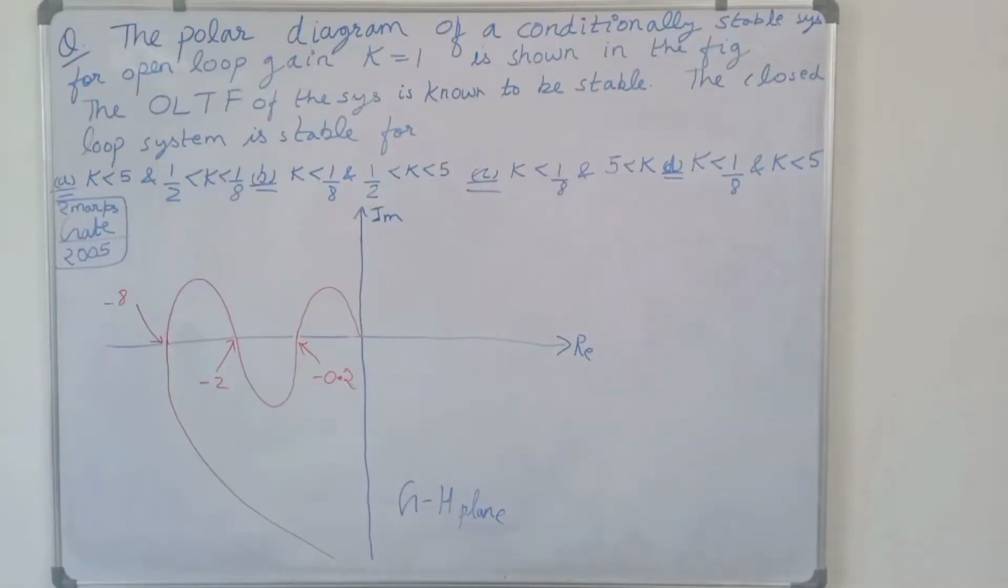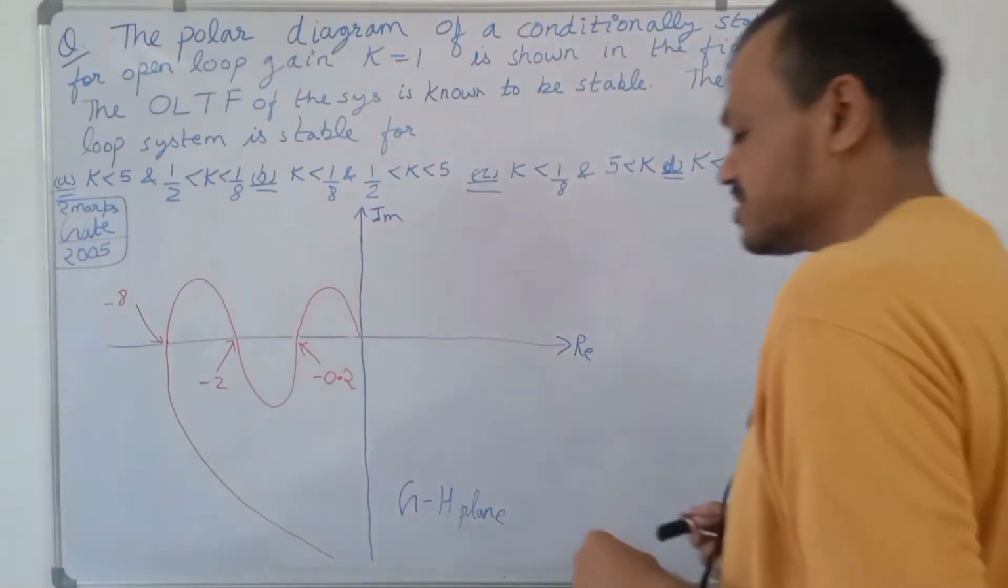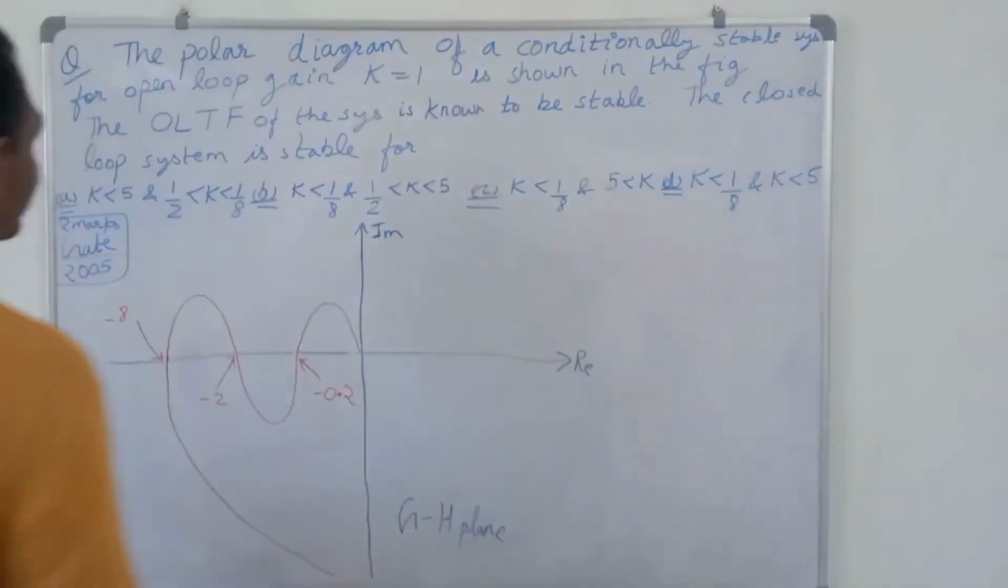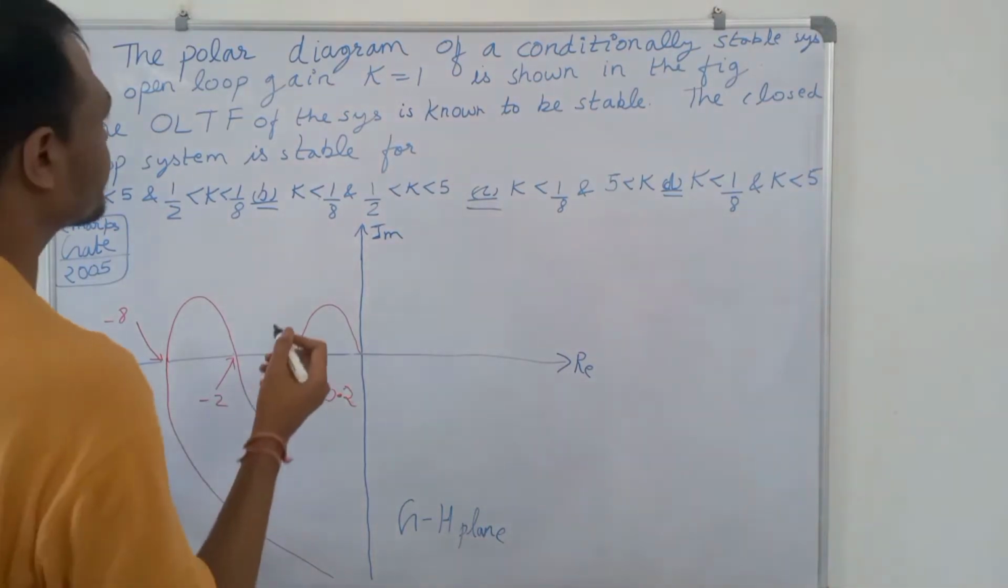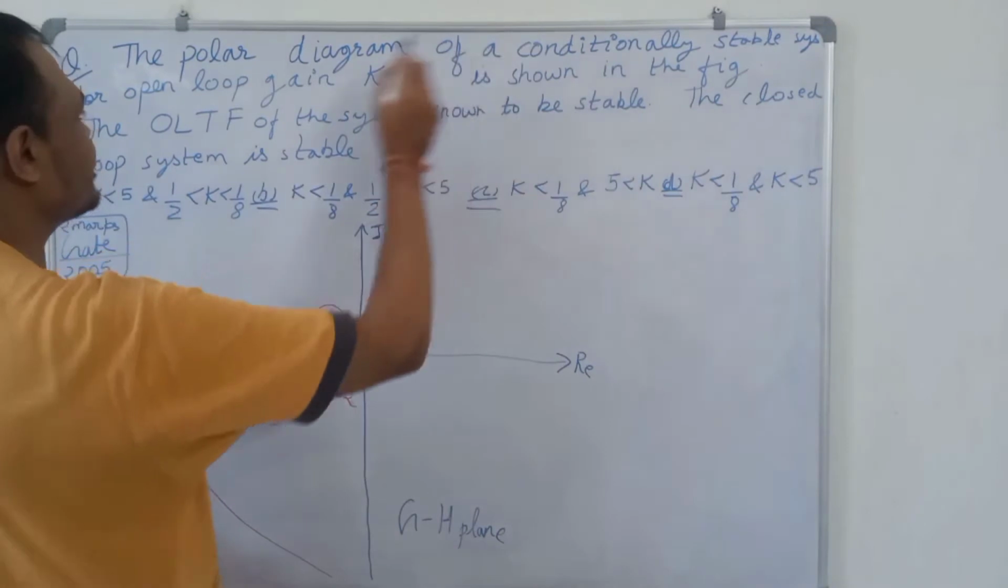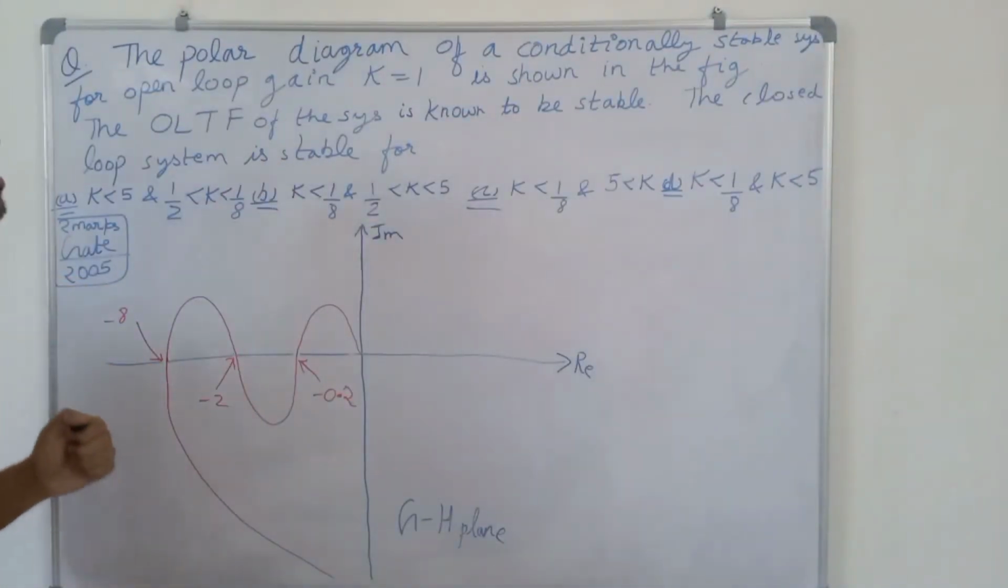In this video we are doing a question from the Nyquist plot. The question says that the polar diagram of a conditionally stable system for open loop gain k equal to 1 is shown in the figure. So this is the polar plot of a conditionally stable system, and the open loop gain k is equal to 1.